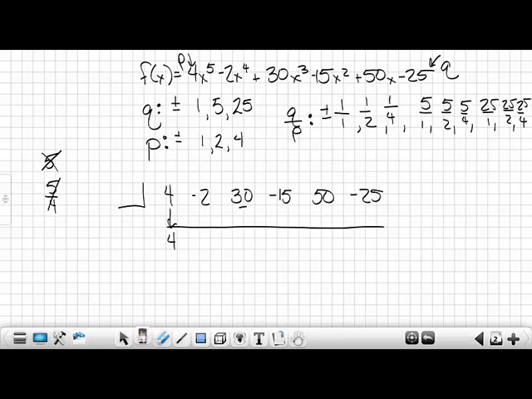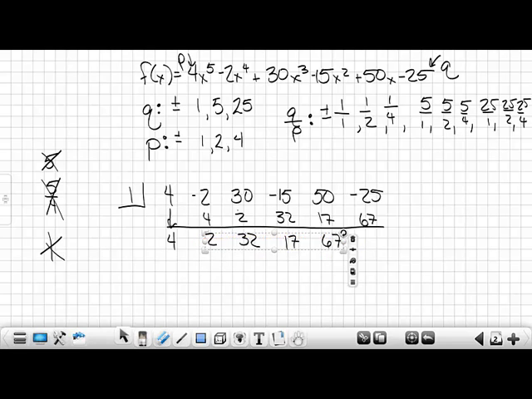So 5 over 4 didn't work. 2 is not an option. 1. Okay? 1 times 4. 4 minus 2. 1 times 2. 30 plus 2. 1 times 32. 32 minus 15. 1 times 17. And this one you had to take to the end, but it didn't make it. 1 didn't work.